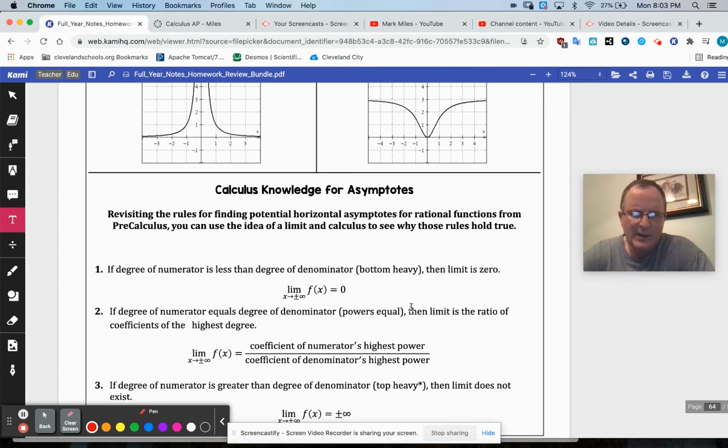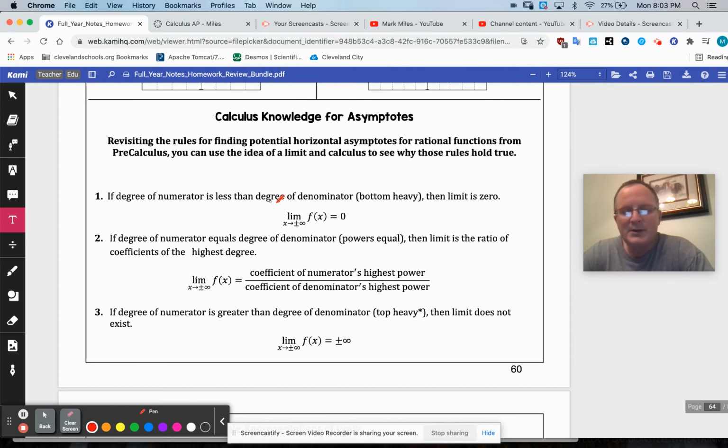Okay, then I love the little summary down here. This is nice for you to have in your notes. If the degree of the numerator is less than the degree of the denominator, bottom heavy, it says. That's cool. It heads to 0. And it doesn't matter, plus or minus infinity, either way, heading from above or below, depending on the situation. You just never can tell, but heading to 0 nonetheless. If the degree of the numerator equals, then you're going to divide those leading coefficients. And it says coefficient of numerator's highest power, but that's called the leading coefficient. So leading coefficients are divided.